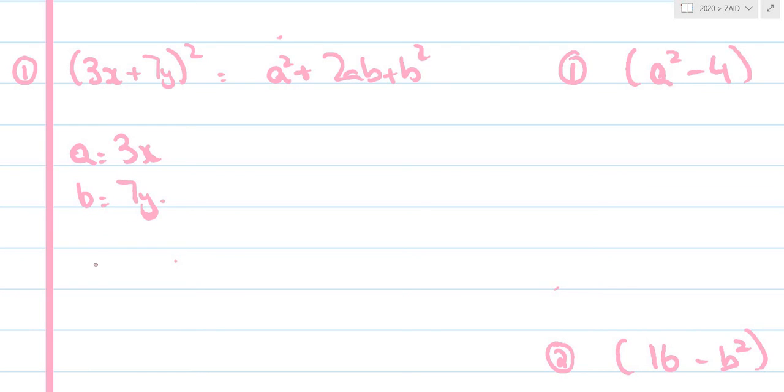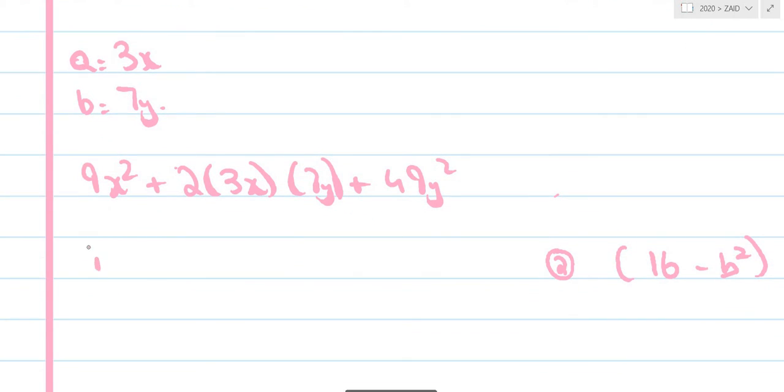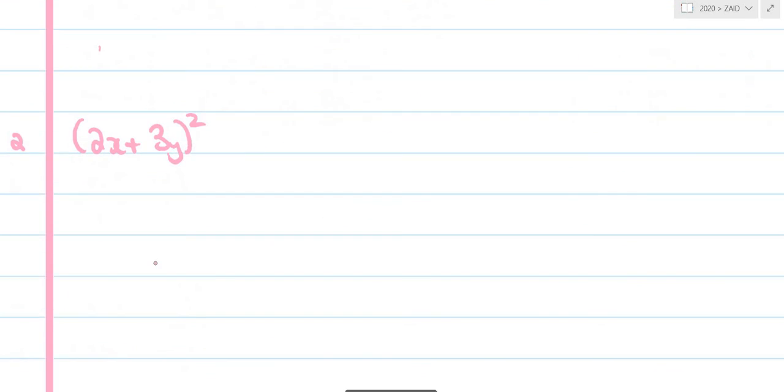Therefore, what is the square of 3x? The square of 3x is 9x squared, plus 2 multiplied by a, which is 3x, multiplied by b, which is 7y, plus 7y whole square. 7y whole square is equal to 49y square. Therefore 9x square plus 2 3s are 6 and 6 7s are 42, 42xy plus 49y square.